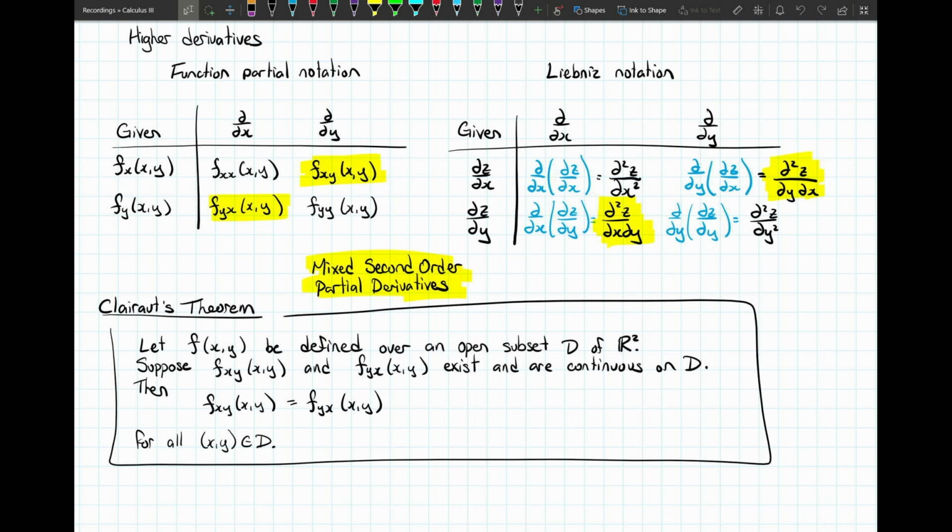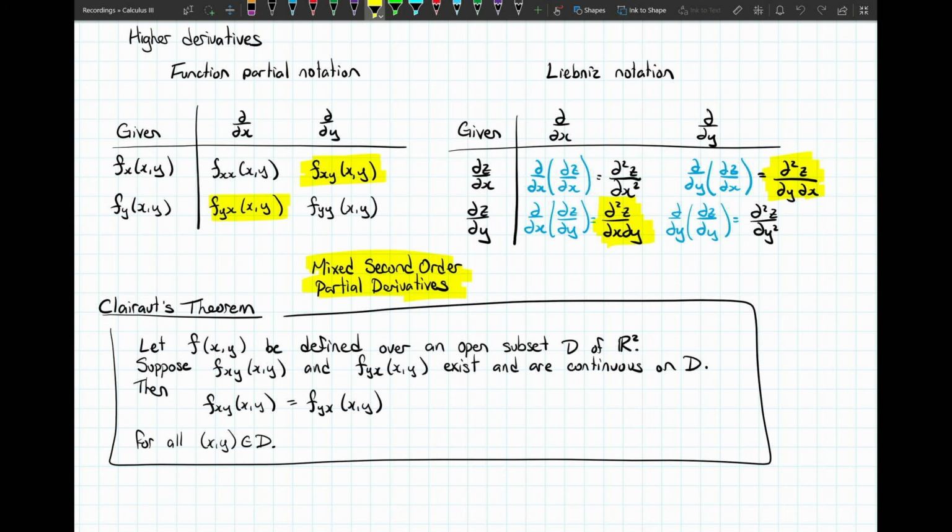And Clairaut's theorem says that if we have a function of, let's say, two variables, although this can be applied to functions of many variables, let's say that that function is defined over an open subset D of R2. Basically, just imagine that it's defined over some sort of disk, but not necessarily including the boundary. Let's suppose that these two mixed second order partial derivatives, fxy and fyx, exist. And here's the kicker, they have to be continuous on that region.